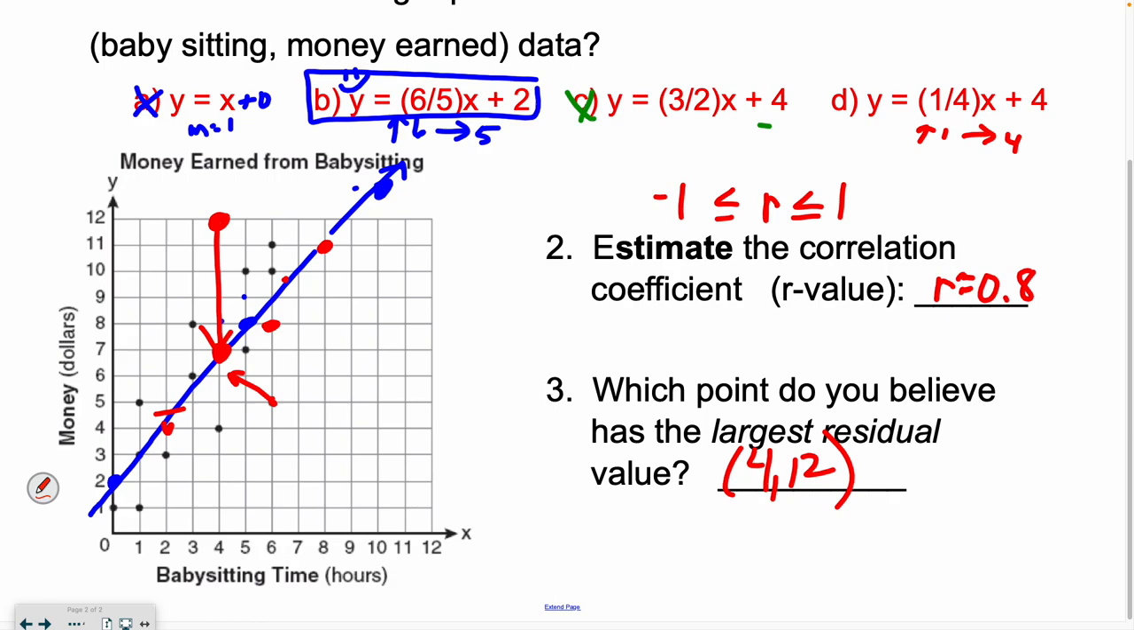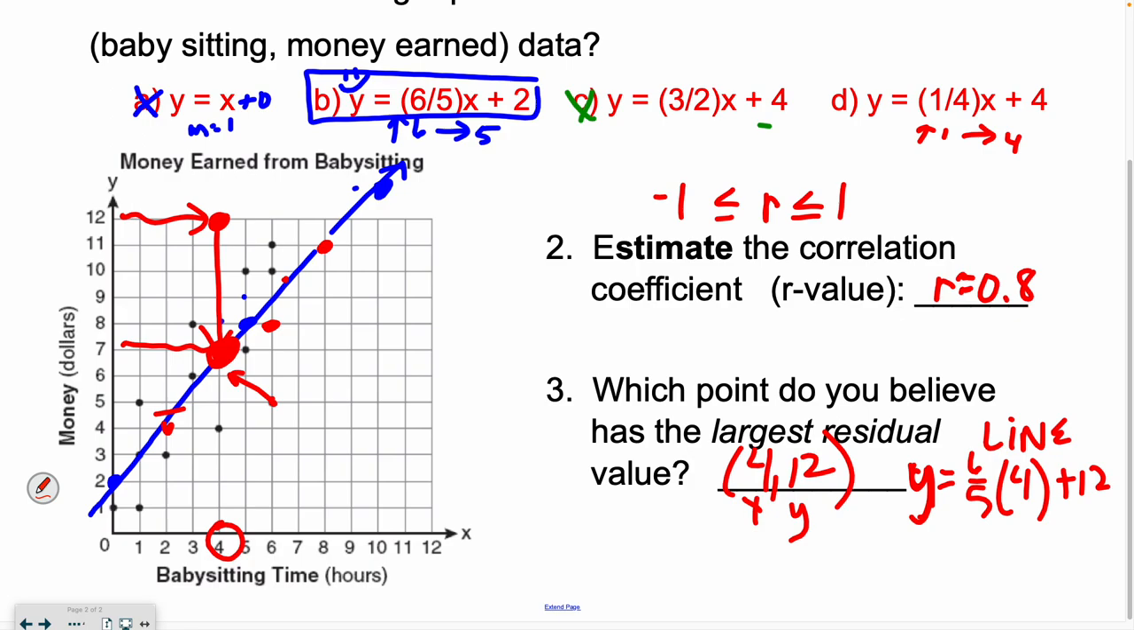So for example, the raw data says when x is 4, y is 12. But if I were to take my equation and put 4 in for x and see what it predicts for y, I'm going to get something less than 12, that's for sure, because this is on the line right here. And you can see that when x is 4 on the line, that y value looks to be around 7, where the raw data says it's around 12. So this is probably going to be approximately 7, would be my guess.